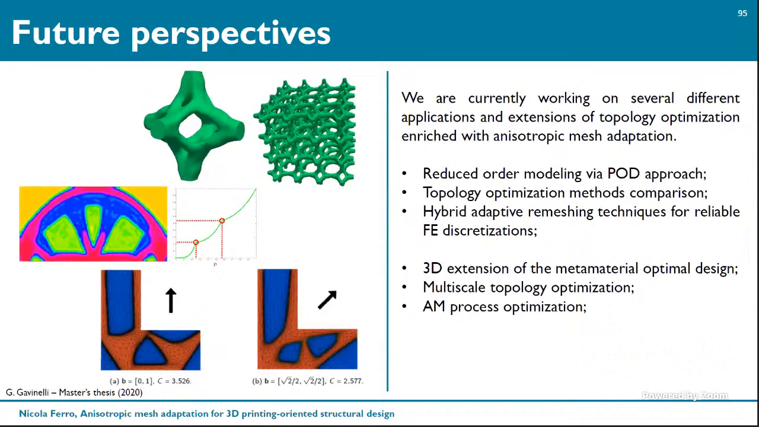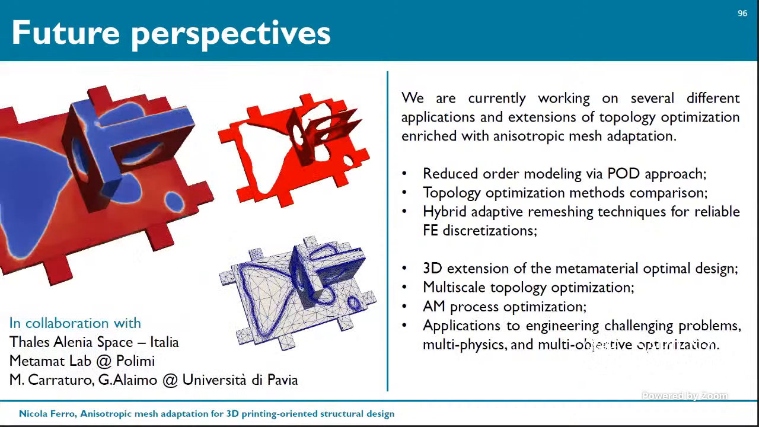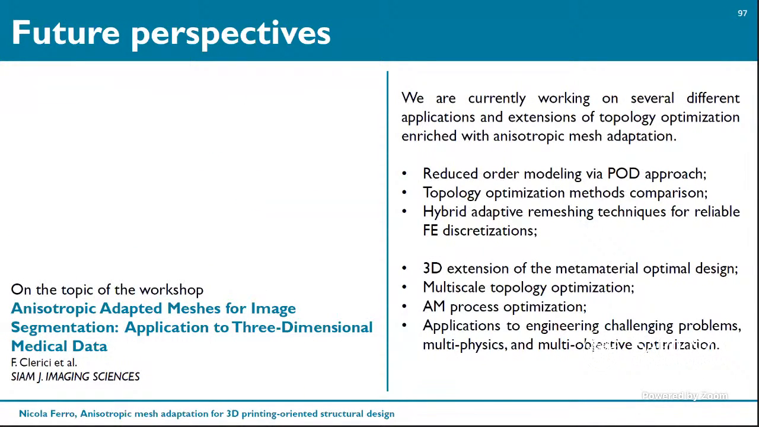And also we want to deal in more detail with additive manufacturing, process optimization, and design related. Finally, we will move to applications to more challenging engineering problems, comprising multi-physics and multi-objective optimization. And this has already been done and is ongoing work with different collaborators. Here I want to name Thales Alenia Space, who provided us with these test cases for a satellite component. Also I want to name MOX at Politecnico di Milano, which collects different expertise from the academia, and also Massimo Carraturo and Gianluca Lima at the University of Pavia, who are working with us on new topics for topology optimization and in multi-physics context.